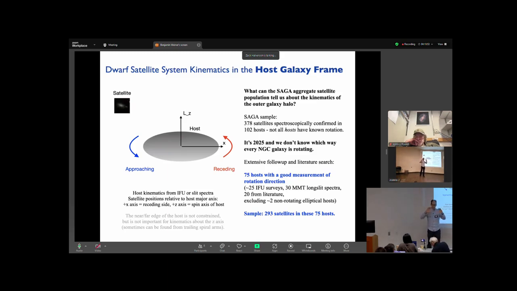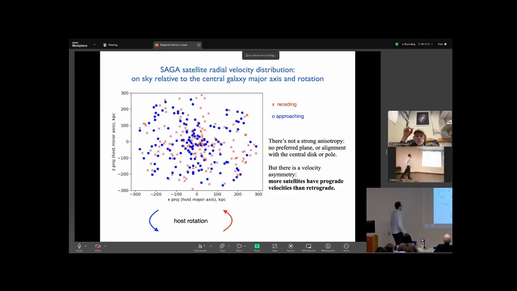When you have a measurement of rotation direction, you know that the host is not utterly face-on, right? There's some projected velocity. And 293 of our satellites are in those hosts. So everything that I show you from now on is in this host frame, where the z-axis is along the minor axis, and there's an approaching side and a receding side. We can compare where the satellites are relative to that. You've got a bunch of blue and red points here, and you can kind of see, I will demonstrate this statistically, that there are in fact more blue points on the left-hand side. So there's a little bit of an excess of satellites coming towards us on the side where the galaxy is coming towards us, and ditto going away.